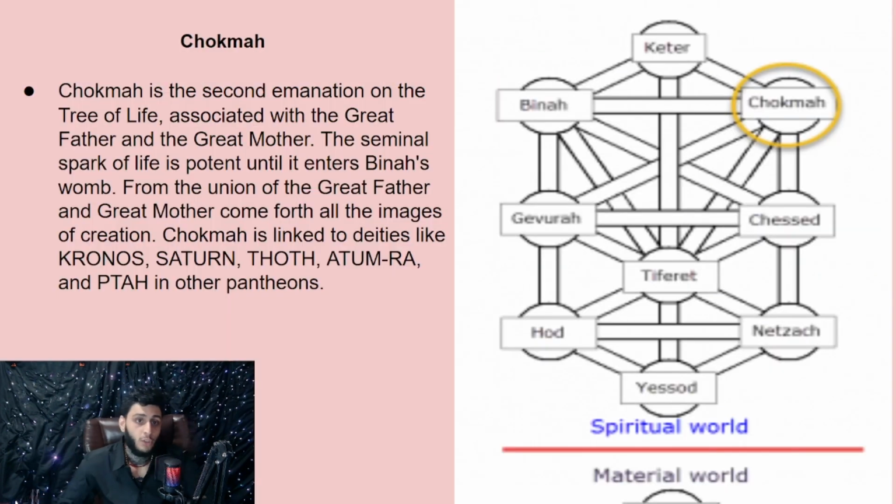Now the Chokmah. The Chokmah is the second emanation on the Tree of Life. It is associated with the Great Father and the Great Mother. The seminal spark of life is potent until it enters Binah's womb. From the union of the Great Father and Great Mother come forth all the images of creation. Chokmah is linked to deities like Kronos, Saturn, Thoth, Atum-Ra, and Ptah, and other pantheons.